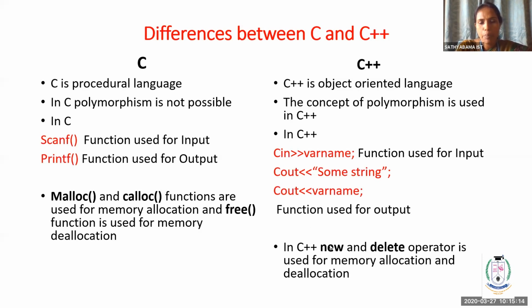But in the C++ programming language, for allocating memory we use the new operator. And after the usage is over, if you want to deallocate the memory, you have to use the delete operator.